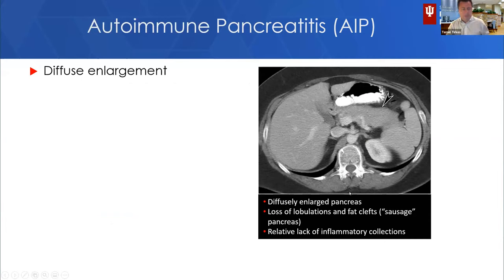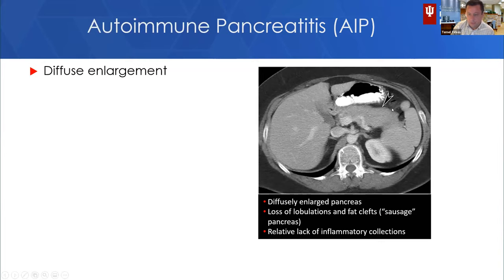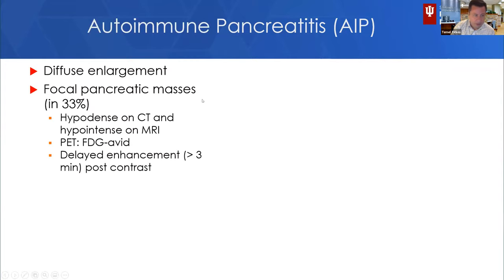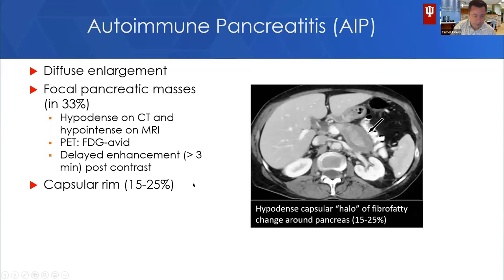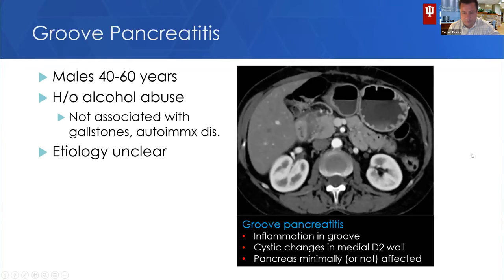All right, so that's it for acute pancreatitis. Autoimmune pancreatitis is less common, but it is usually shown on CT as a diffuse enlargement, although variations can be seen. It could also cause a focal pancreatic mass in about one third of the patients. Typically when we see this capsular rim around the pancreas, we feel more comfortable that this is probably autoimmune pancreatitis. In addition to the parenchymal changes, autoimmune pancreatitis can also cause ductal changes, strictures like this, and these typically respond to steroid therapy. This is before steroid and after steroid therapy.